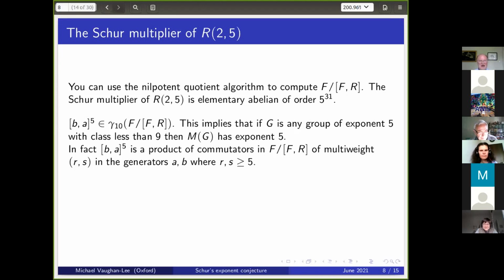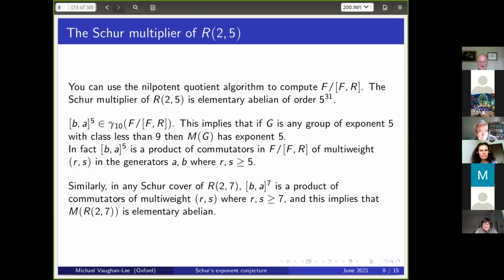I then thought, well, what happens with 7? And this is a bit of a diversion, really. But similarly, in any Schur cover of R27, the largest finite two-generator group of exponent 7, [B, A]^7 is a product of commutators of multiweight (r, s), where r and s are greater than or equal to 7. And so M of R27, the Schur multiplier, is elementary abelian as well.